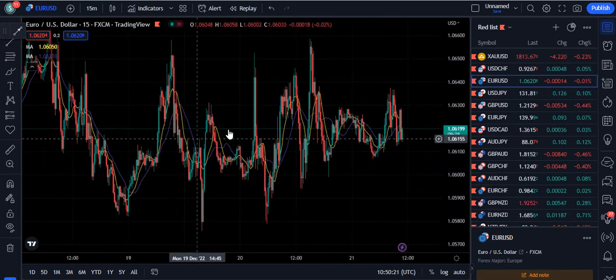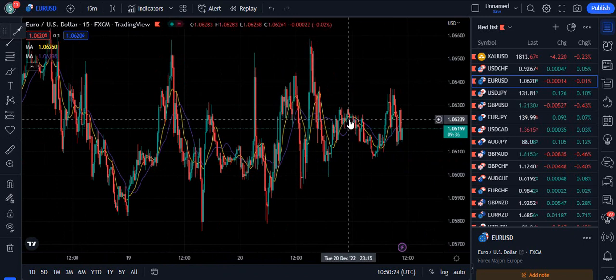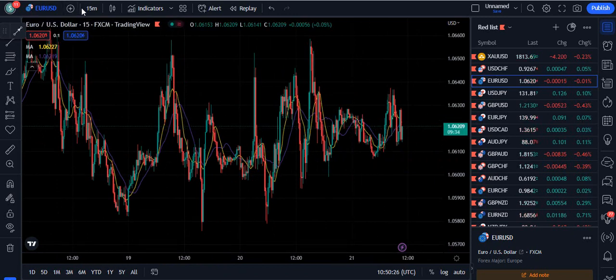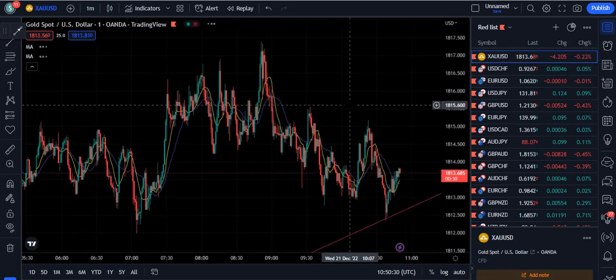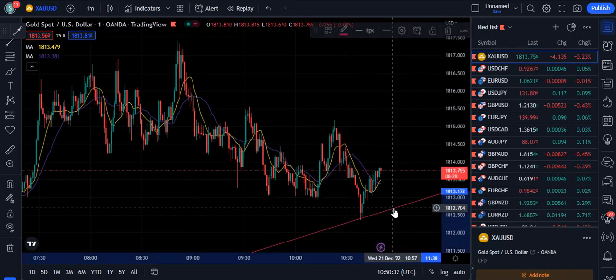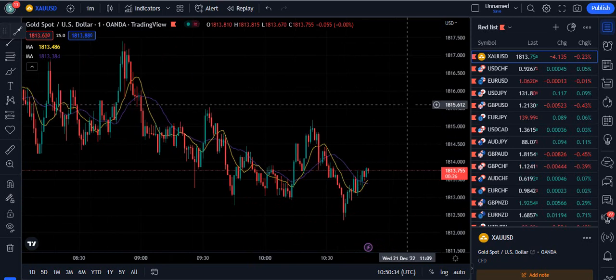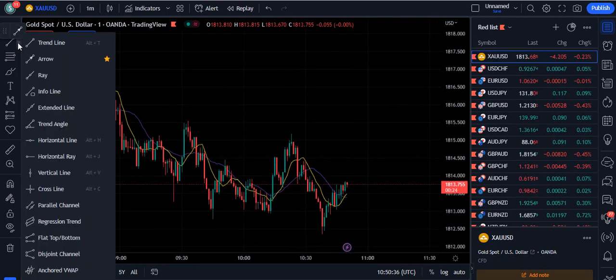This is called a ranging pattern on EUR/USD 15 minute. It means that you are not going to trade that one. Okay, now I'm going to show you how it works on the 1 minute chart. So I'm going to delete this trend line here. Always prepare the trend line like this.